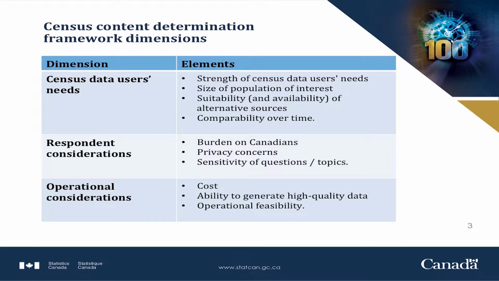So in terms of content determination, as I said, no one really likes to talk about frameworks too much. Essentially what we try to do when we're coming up with content for a census is balance a number of dimensions. Number one would be the census data users' needs, particularly looking at legislative requirements, and the need for information to support policy and program delivery, that kind of thing.